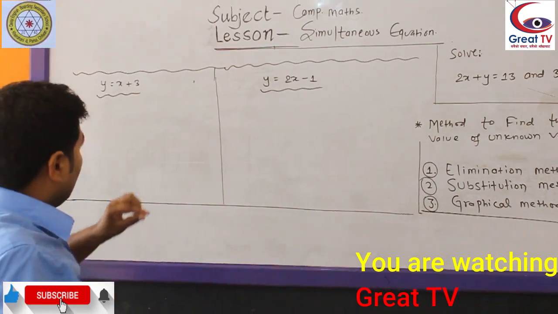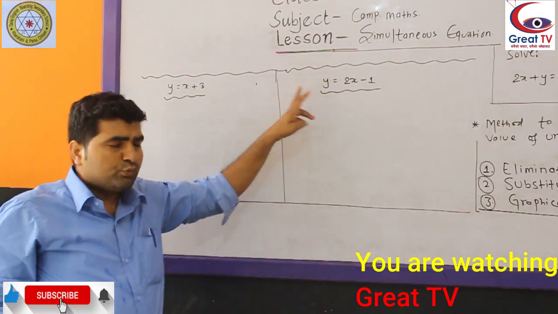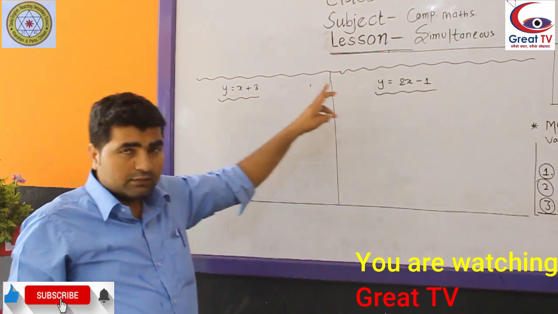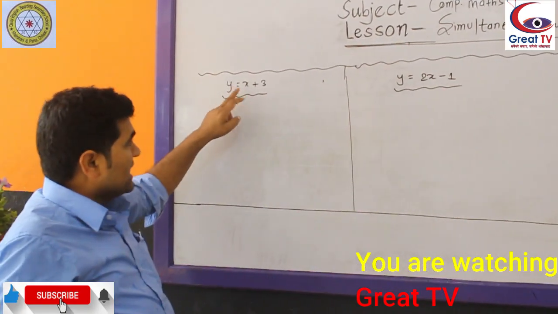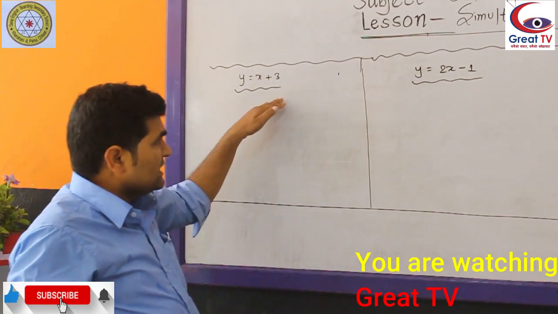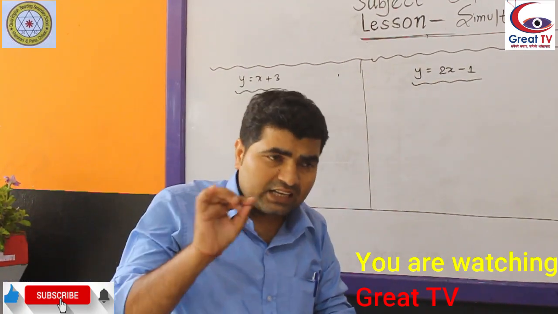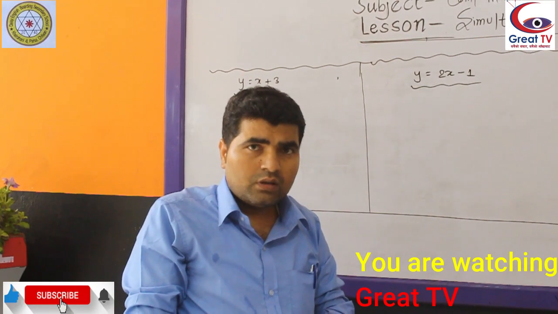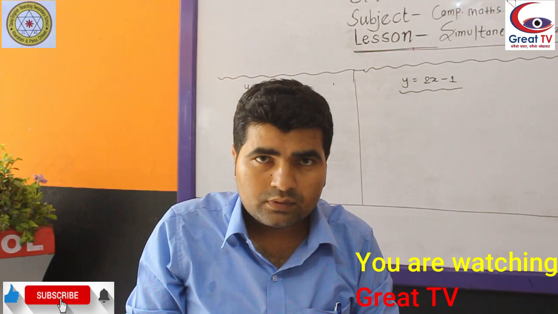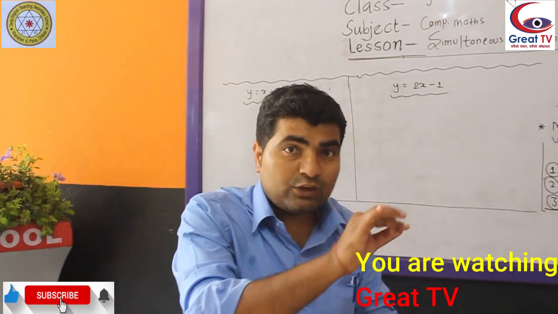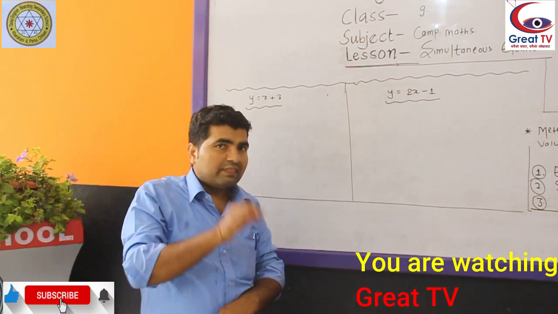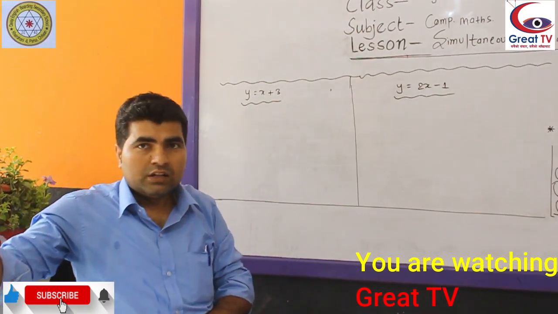Now, I have here two equations. Both are linear equations with two variables, x and y. Here also x and y. Are these equations linear or not? If we compare them with ax plus by plus c equal to 0, then that equation is called a linear equation.